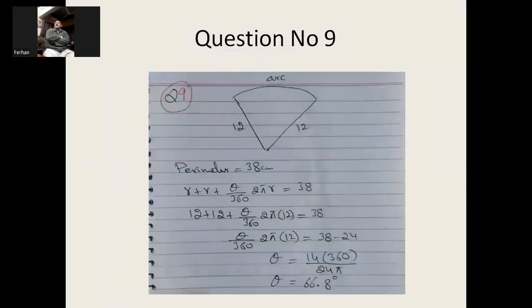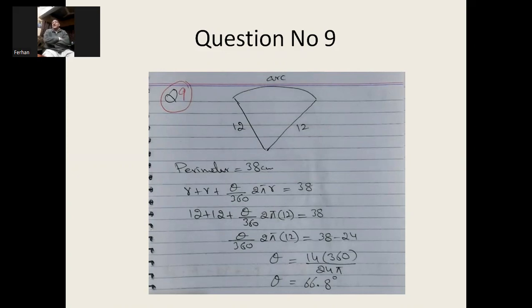So the question number 9, the perimeter is 38 centimeter of that sector. And we know the perimeter is radius plus arc, and that will be equal to 38. And the radius plus theta divided by 360 multiply 2 pi r equals 38. And you know the r value is 12, so 12 plus theta by 360 multiply 2 multiply pi multiply 12 equals 38. So that 12 plus 12 is 24. 24 will go on the other side and it will subtract.